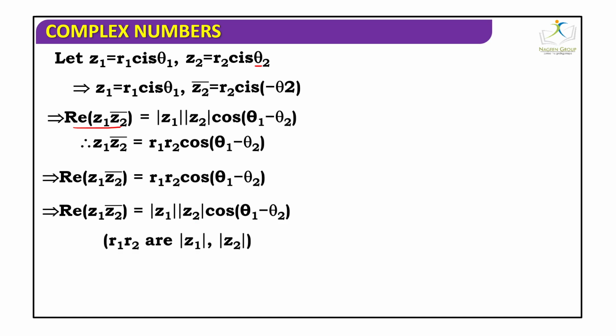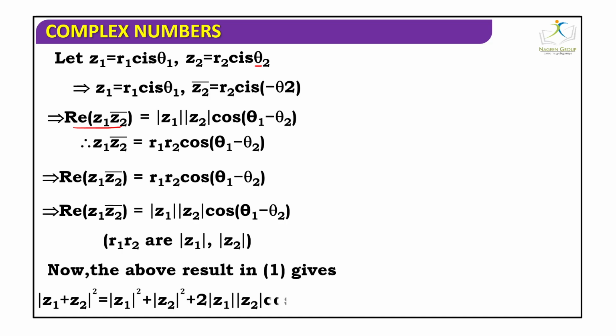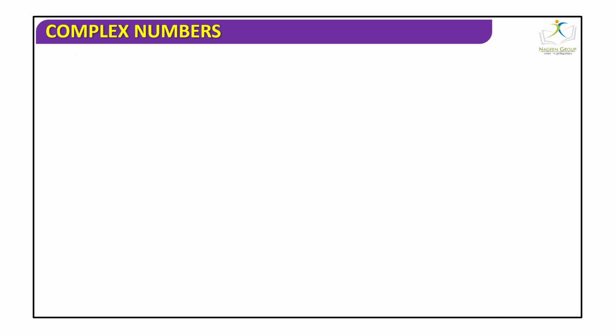R1 and R2 are here modulus of Z1, modulus of Z2. These are the position vectors. So now the above result in 1 gives modulus of Z1 plus Z2 whole square is equal to Z1 square plus Z2 square plus twice of Z1 Z2 cos of theta 1 minus theta 2, right? We will take the values here, right?